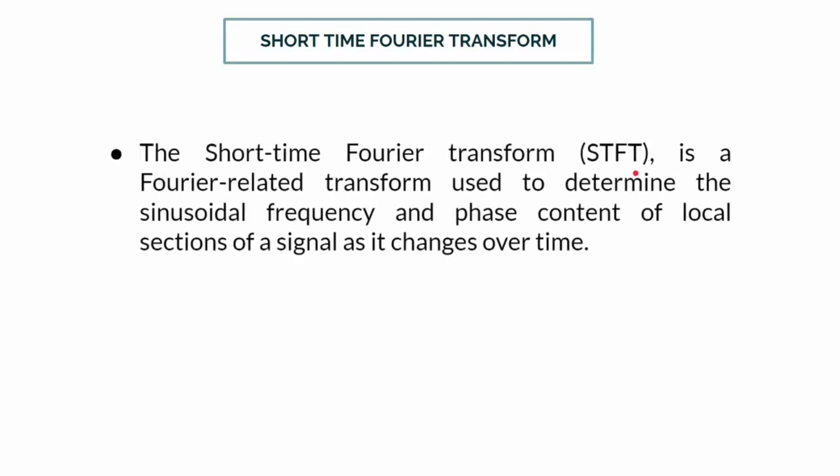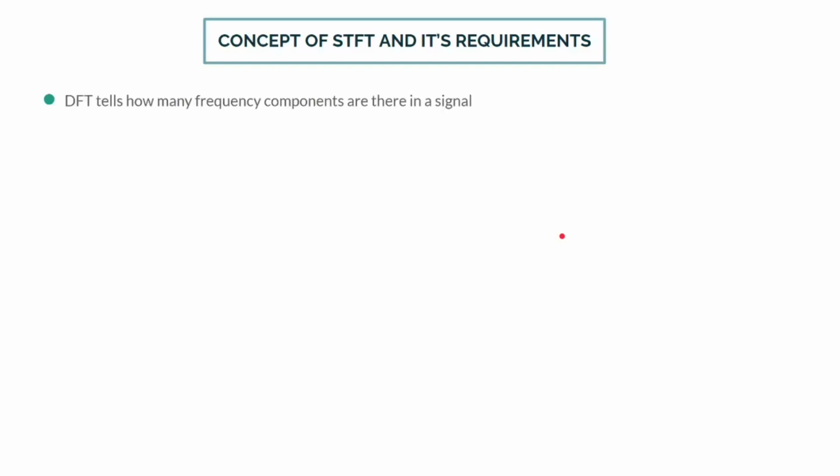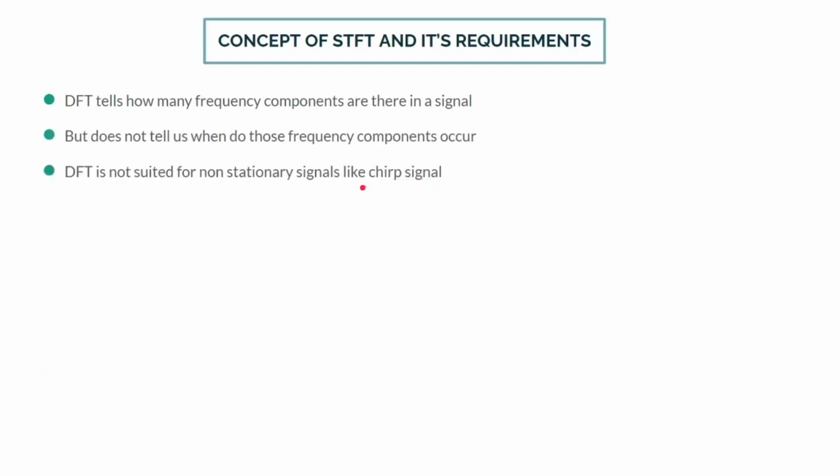Short time Fourier transform (STFT) is a Fourier-related transform used to determine the sinusoidal frequency and the phase content of local sections of a signal as it changes over time. DFT tells us how many frequency components are there in the signal, but it doesn't tell us where those frequency components occur. Hence, DFT is not suited for non-stationary signals.